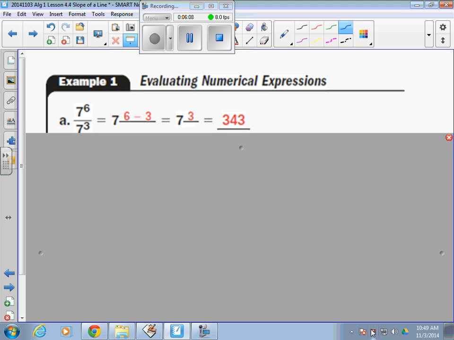Okay, here's the first example you had to do. 7 to the 6th over 7 to the 3rd. It's division, so you subtract exponents. 7 to the 6th minus 3, which is 7 to the 3rd, which means 7 times 7 times 7, which gives you 343.